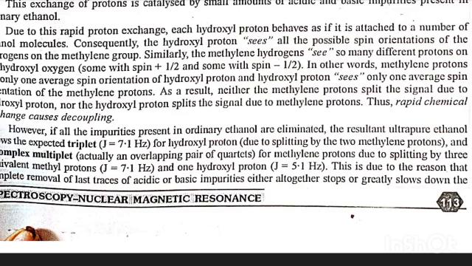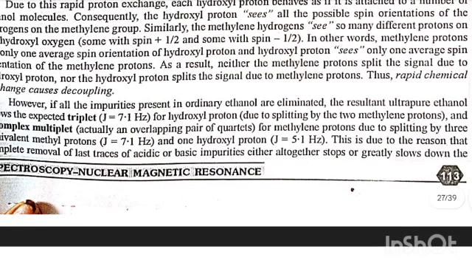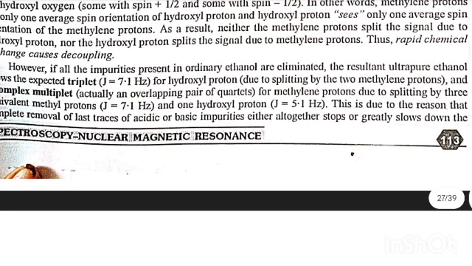Similarly, the methylene hydrogens see so many different protons on the hydroxyl oxygen, some with spin plus half and some with spin minus half. In other words, the methylene proton sees only one average spin orientation of the hydroxyl proton, and the hydroxyl proton sees only one average spin orientation of the methylene protons. As a result, neither do the methylene protons split the signal due to the hydroxyl proton, nor does the hydroxyl proton split the signal due to the methylene protons. Thus, rapid chemical exchange causes decoupling.